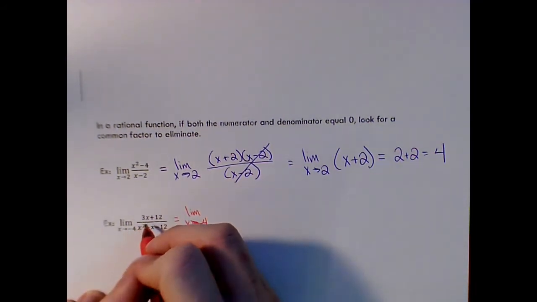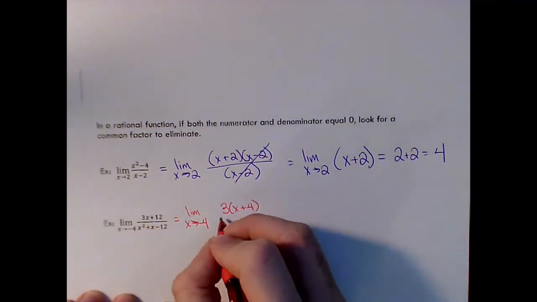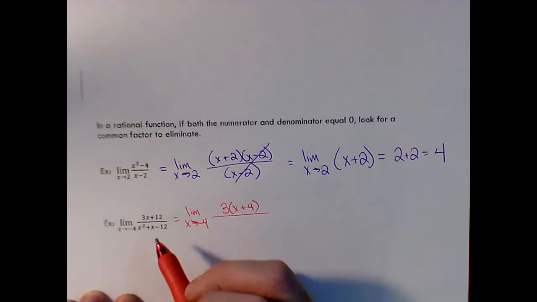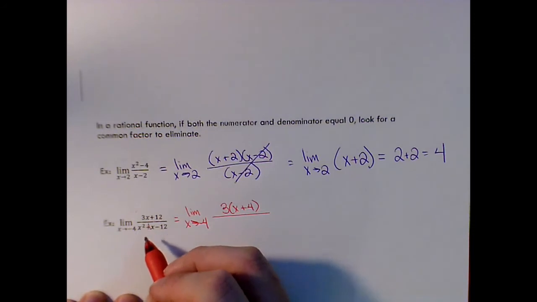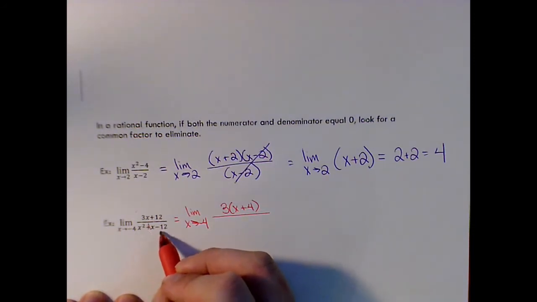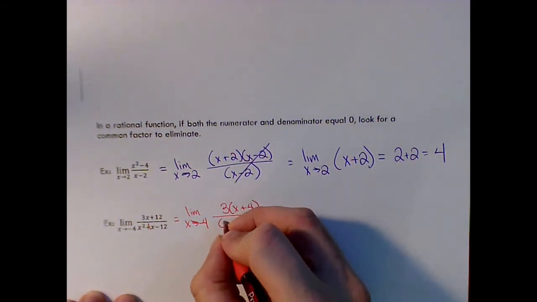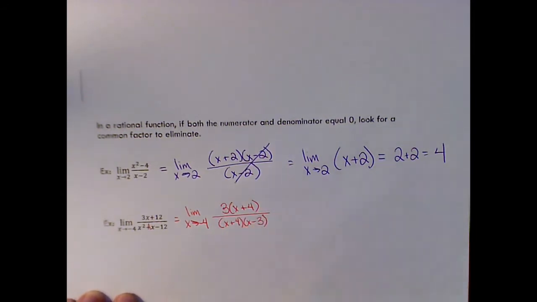On the top, I can bring a 3 out of both of these, so I'm going to factor out a 3. On the bottom, I'm thinking of 2 numbers that add up to an invisible 1, and this is the reverse FOIL method. 2 numbers that add up to 1 and multiply out to -12. Oh, how about 4 and -3? So if I have 4 and -3, that turns into (x plus 4)(x minus 3). If you're looking at that and you're like, I don't understand, look up factoring quadratics and you're going to see a cornucopia of stuff that you can watch.